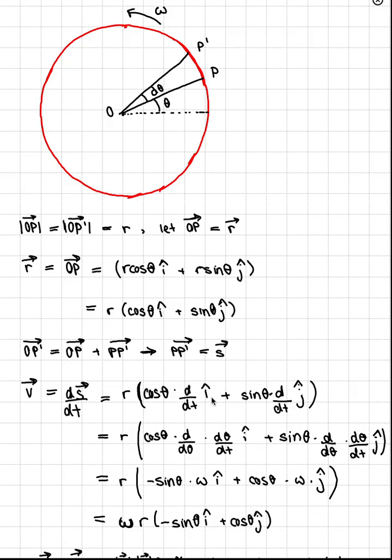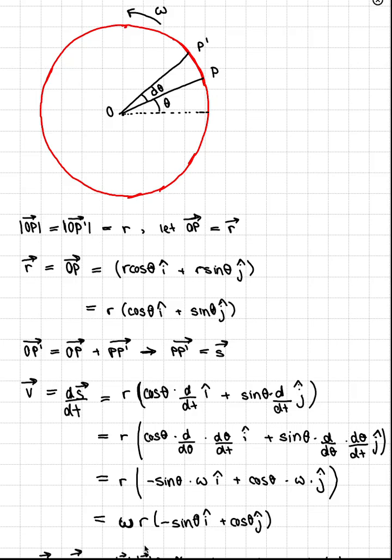Okay, now to do the differentiation, we're going to break d over dt into d over d theta times d theta over dt. Doing this computation, we end up with the final vector r times negative sine theta times omega i plus cosine theta times omega times j. Or omega can come out of this bracket, giving us omega r times negative sine theta i plus cosine theta j. So this gives us our velocity vector.